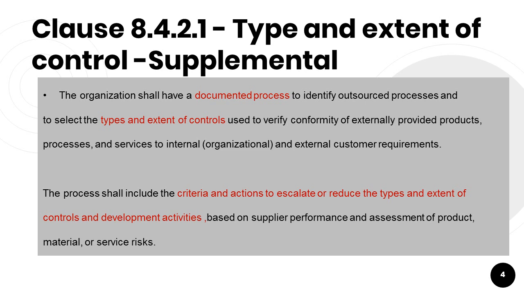The second requirement is the process shall include the criteria and actions to escalate or reduce the type and extent of controls and development activities based on the performance of the supplier and assessment of product, material or service risk.